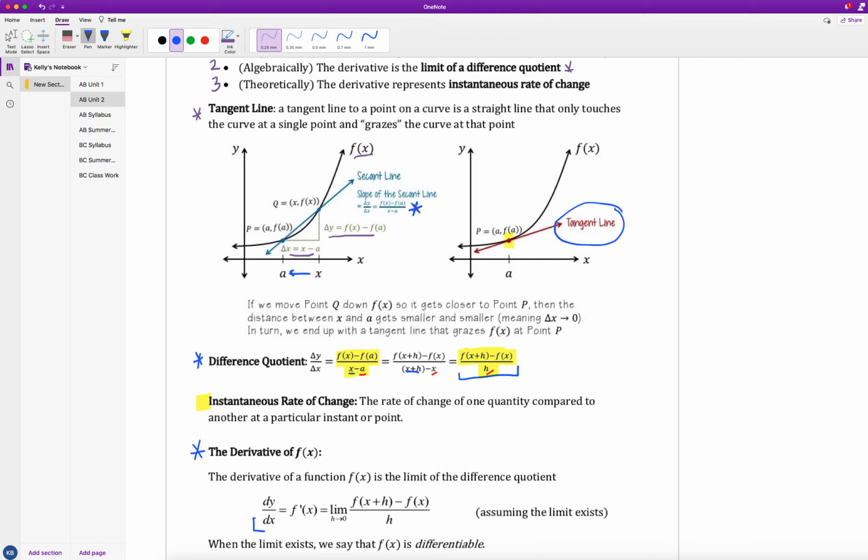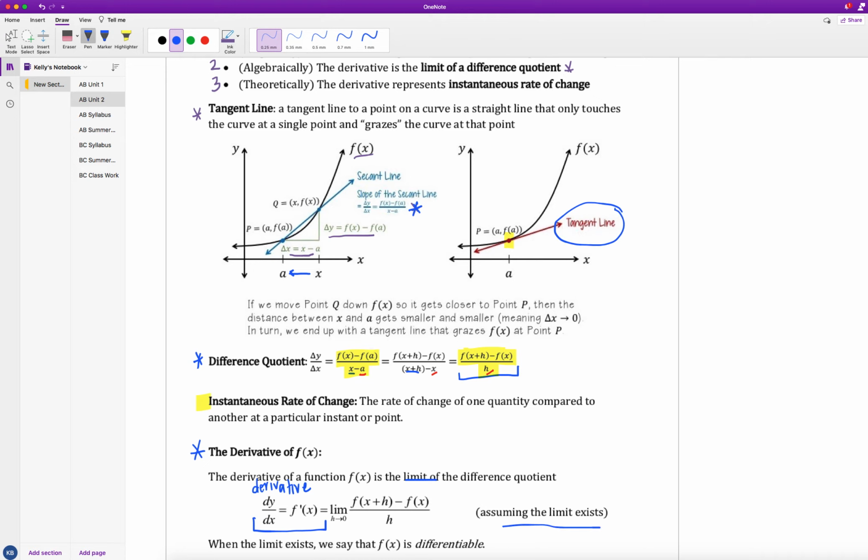So we have two notations for the derivative. This operator notation of dy over dx, and then this prime notation, which would be represented as f prime of x. Now, both of these represent the derivative of our function, and by definition, the derivative is the limit of the difference quotient. So we have here the limit as h approaches 0 of f of x plus h minus f of x all over h, assuming, of course, the limit exists.